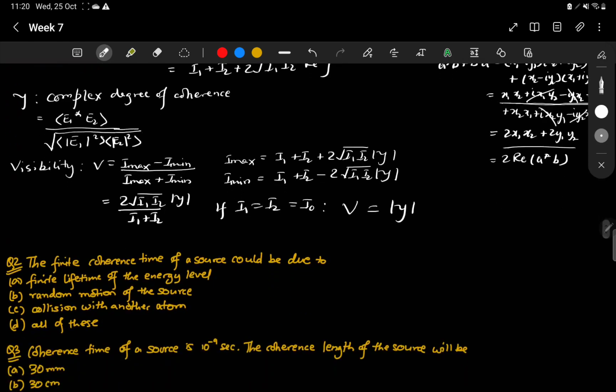The finite coherence time of a source could be due to finite lifetime of energy level, random motion of the source, and collision with another atom. All of these.